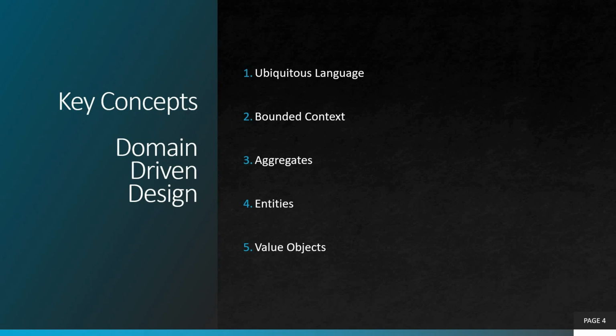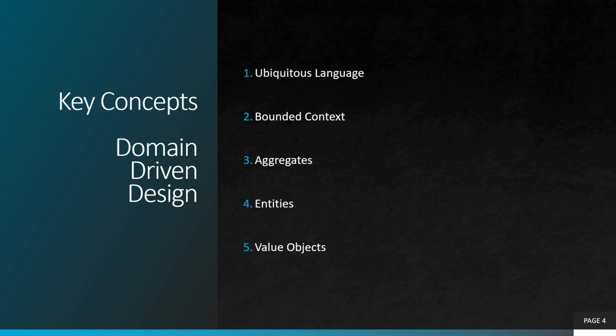Next, bounded context defines a clear boundary within which a specific model, language, and context apply. It helps manage complex domains by breaking them down into smaller, cohesive contexts. Aggregates: clusters of related objects treated as a single unit. They ensure consistency and encapsulate business rules.